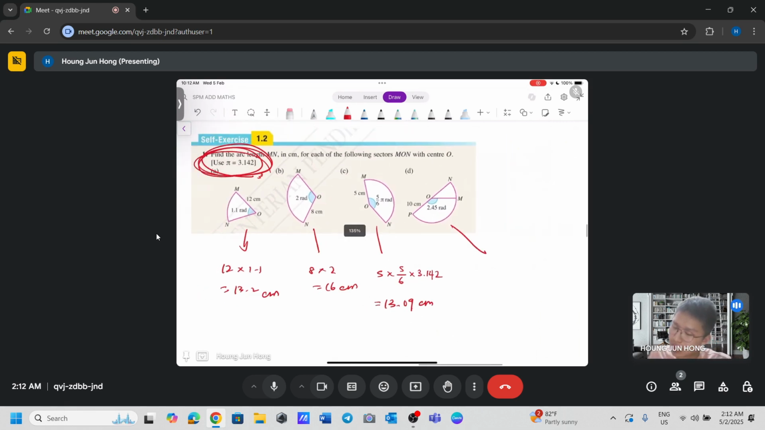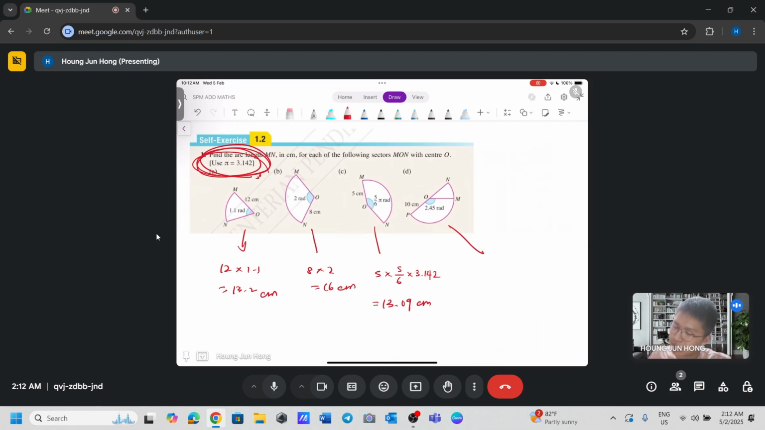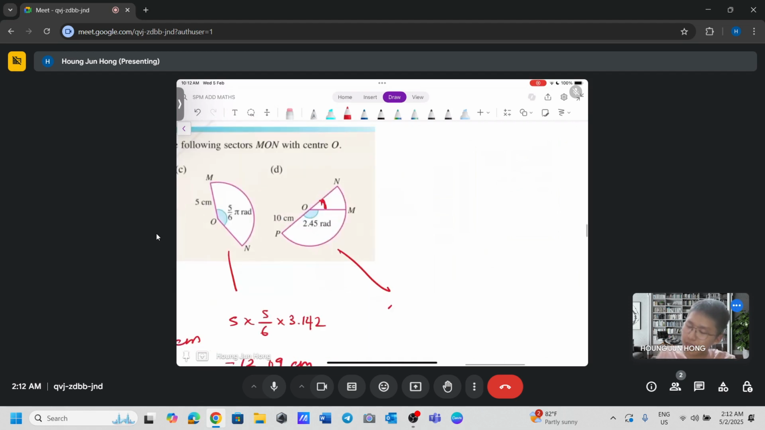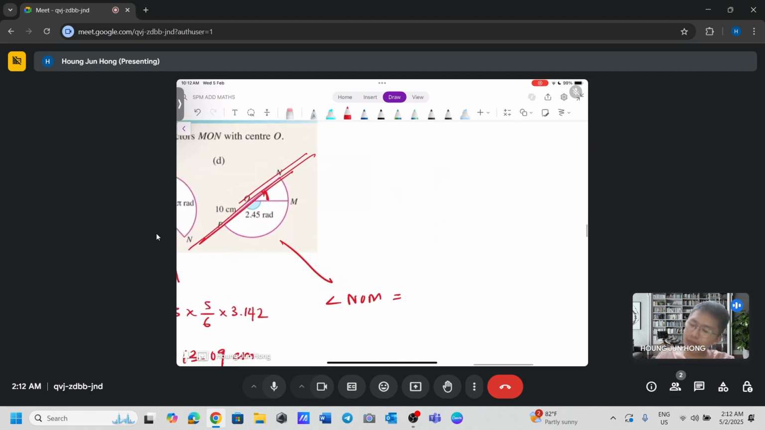Lastly, also very simple. MN. Now this is a bit difficult. You want the MN, you want the NN. So what should we do first? Yes, we have to find the angle first because it is controlled by your angle. So how to find the angle? Very simple. NOM equals a straight line, right? Straight line minus 2.45.